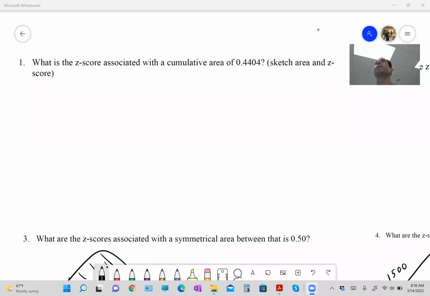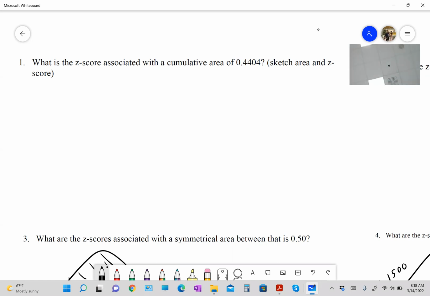All right, so let's go ahead and review this quiz prep, I guess you could say. Let me zoom in here on the board so you guys can see the question. Now, those of you who are struggling, you shouldn't be struggling, but it is what it is. It says, what is the z-score associated with a cumulative area of 0.4404? Sketch the area and z-score.